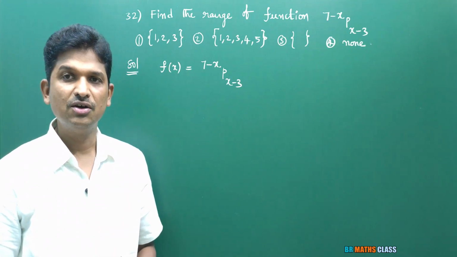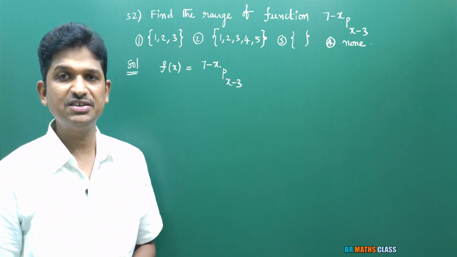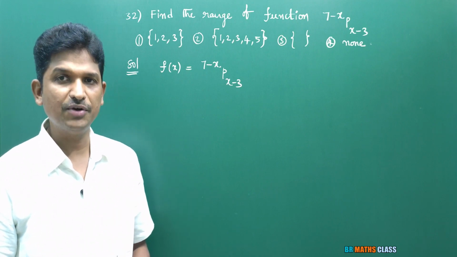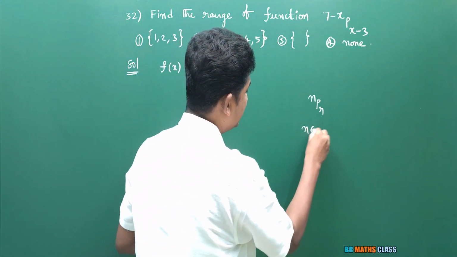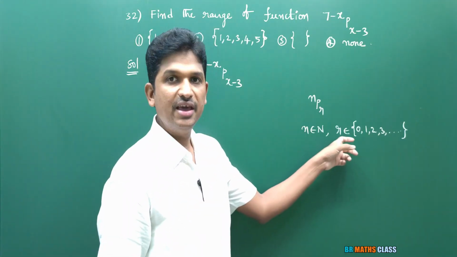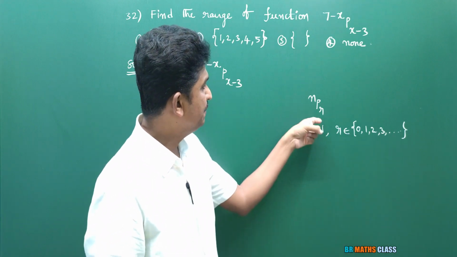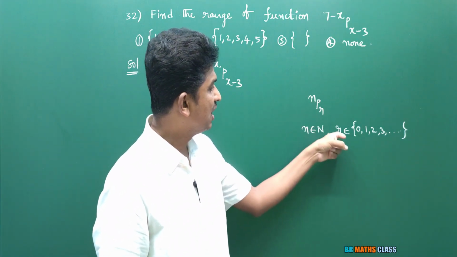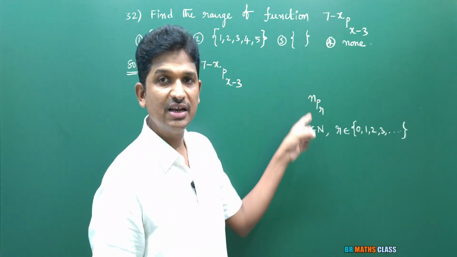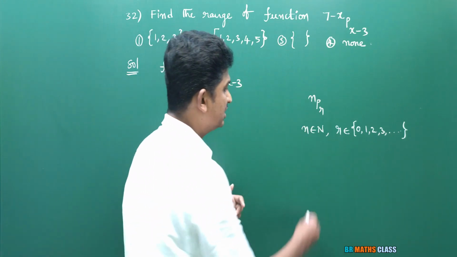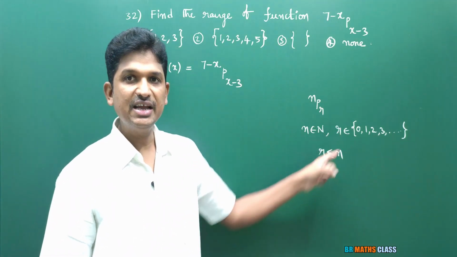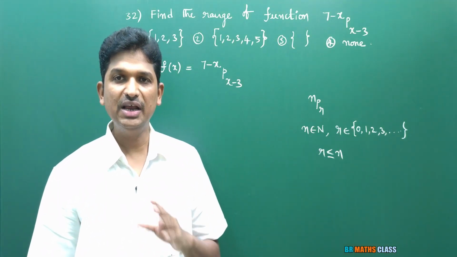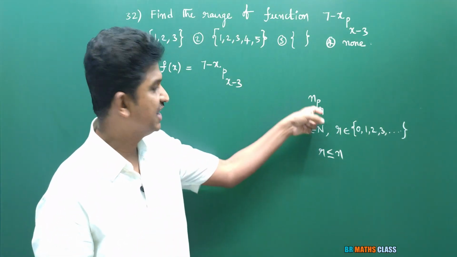Domain of a function: for what values of x the function is defined, that is called the domain of the function. You observe this nPr. In this nPr, n is a natural number, r is a whole number, and the relation between n and r is that r is less than or equal to n. These three conditions we will consider while calculating the domain of nPr.